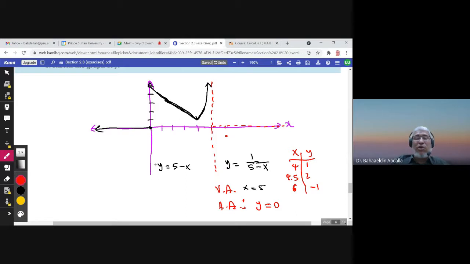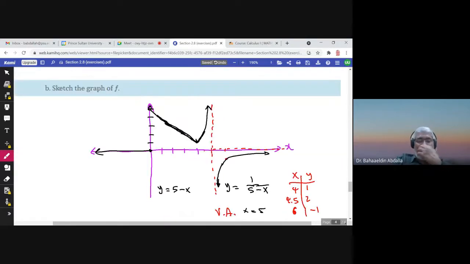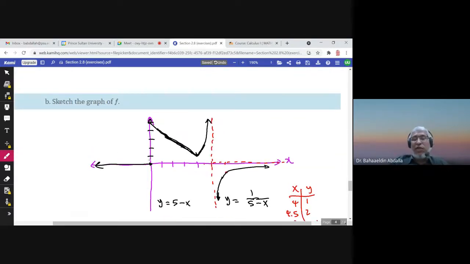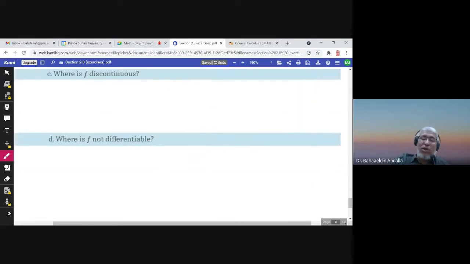Okay, so now you can sketch the graph of the function. It will approach the vertical asymptote, and it will also approach the horizontal asymptote. So this would be the graph of this function. Notice that at 0, it's not differentiable because it's not continuous. At 4, it's not differentiable because there is a corner. At 5, it's not differentiable because the function is not continuous or not defined.